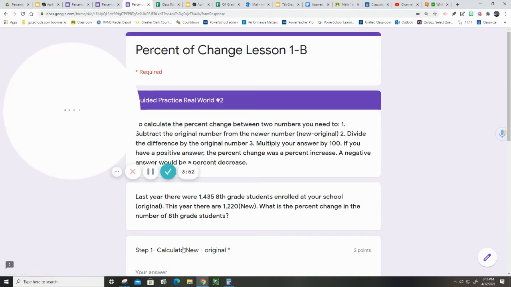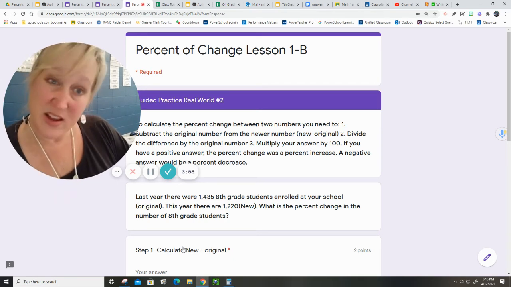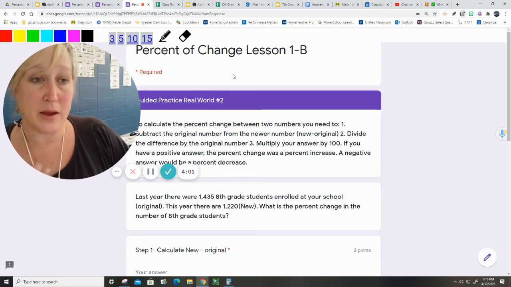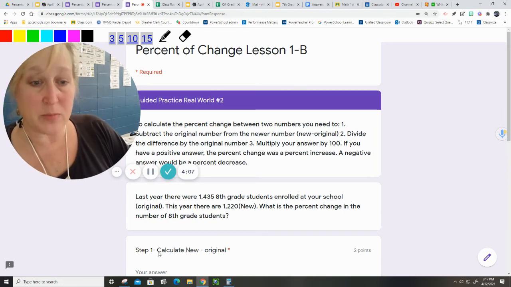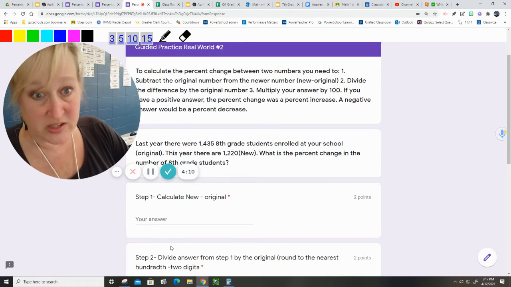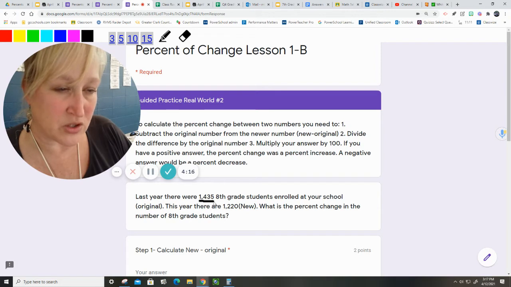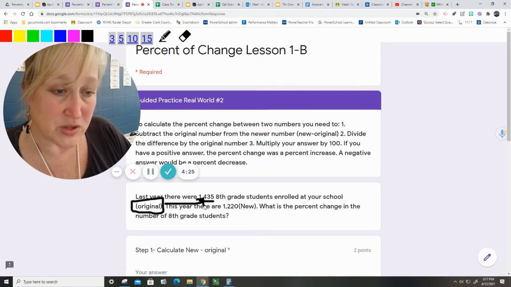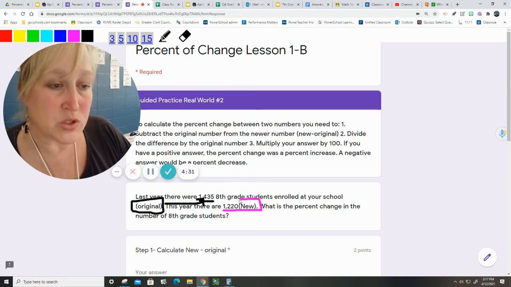And we're going to do another one, but this one is going to have us do a real world problem. So I kind of have to find the numbers in my real world problem. This is telling me the steps again. So if you need them, they're there. But notice it's giving you the steps. You just have to do what it says. Last year, there were 1,435 eighth grade students enrolled at your school. So that is the original. Okay, that's my original number. And this year there are 1,220, which is the new number. What is the percent change in the number of eighth grade students?